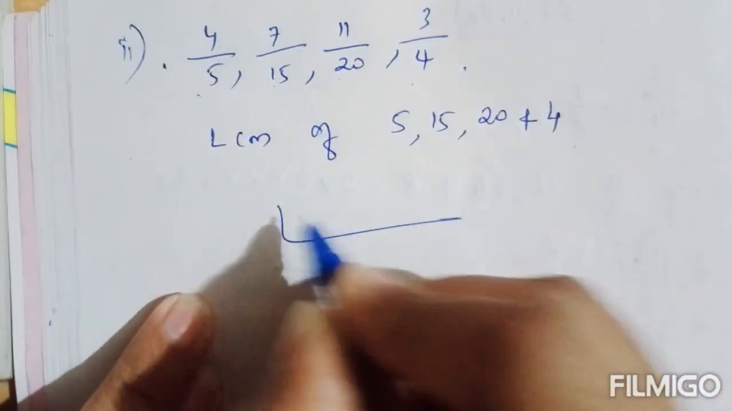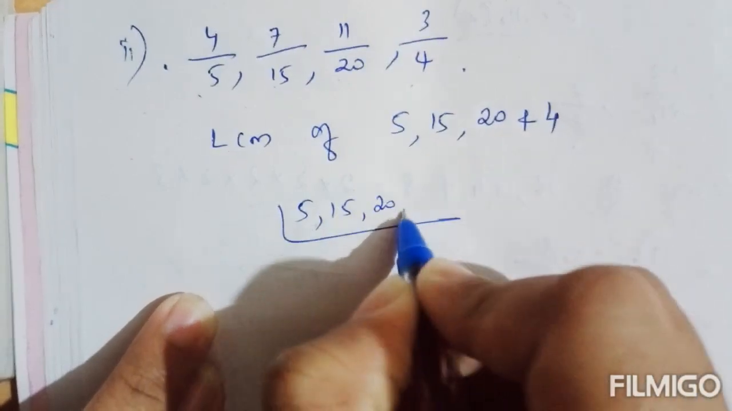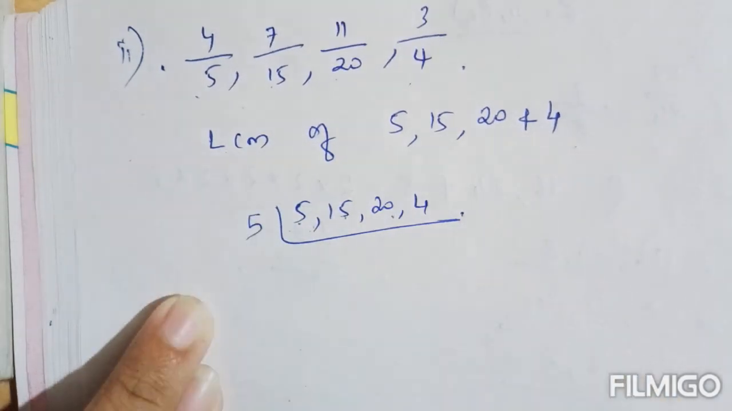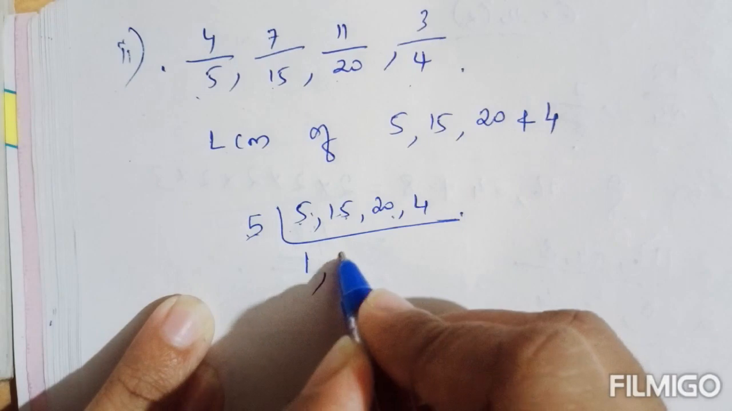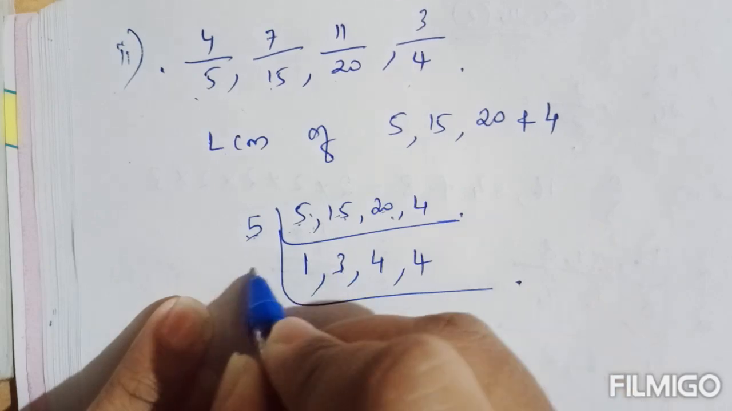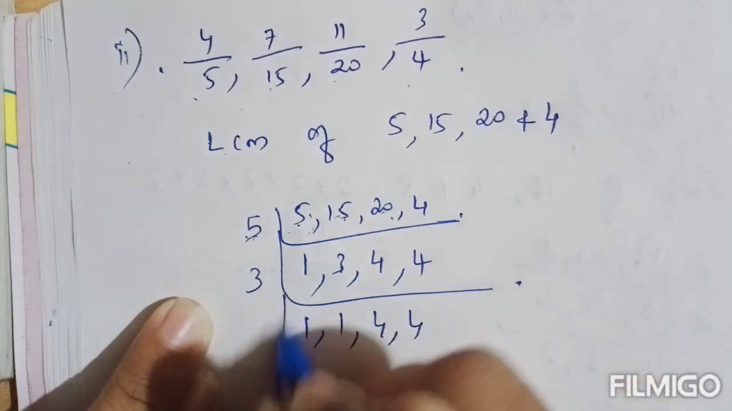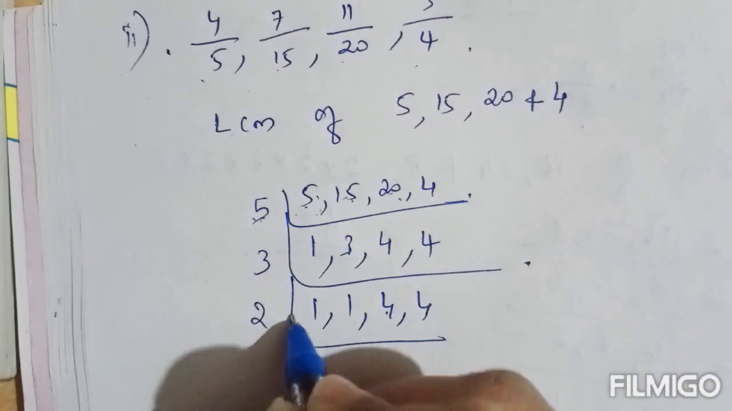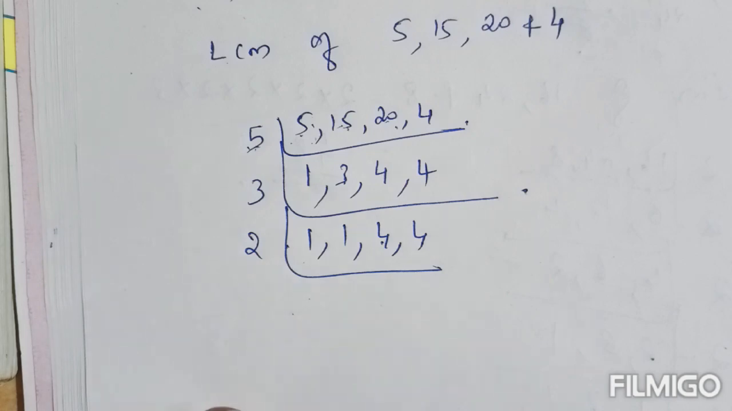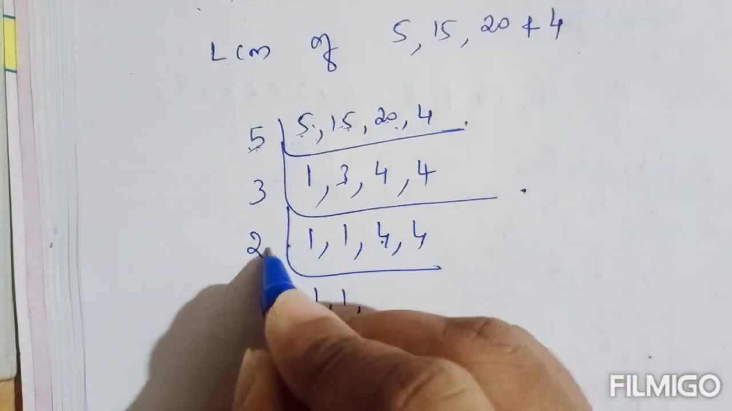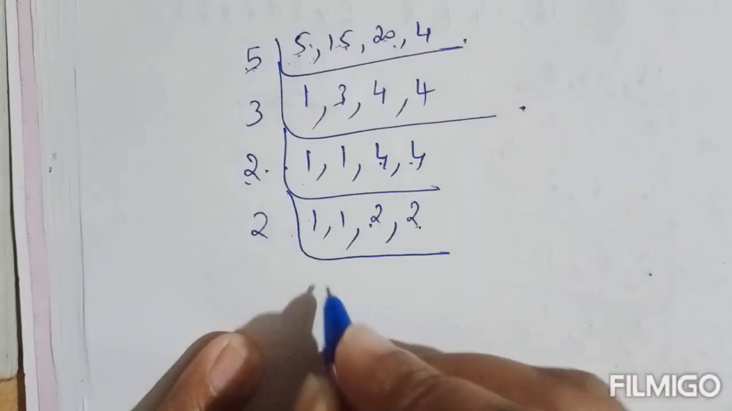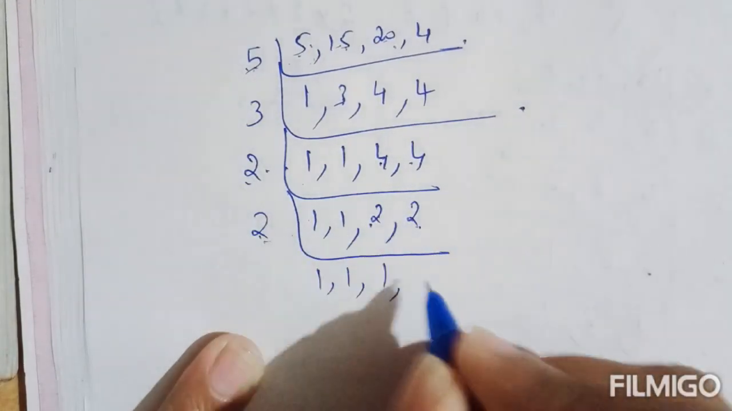Okay. So finding LCM using this common division method. You can divide 5, 15 and 20 by 5. 5 by 5 it is 1, 15 by 5, 3, 20 by 5, 4, 4. This 3 you can divide by 3, so 1, 1, 4, 4. 4 you can divide by 2. Don't take 4 because 4 is a composite number. Use only prime numbers for division. So 1, 1, 4 by 2 it is 2, 4 by 2 again 2. This 2 you can divide by 2. You will get 1, 1, 2 by 2 it is 1, 2 by 2, 1.